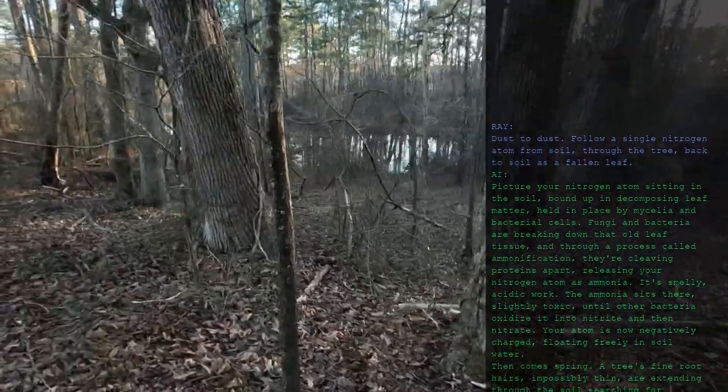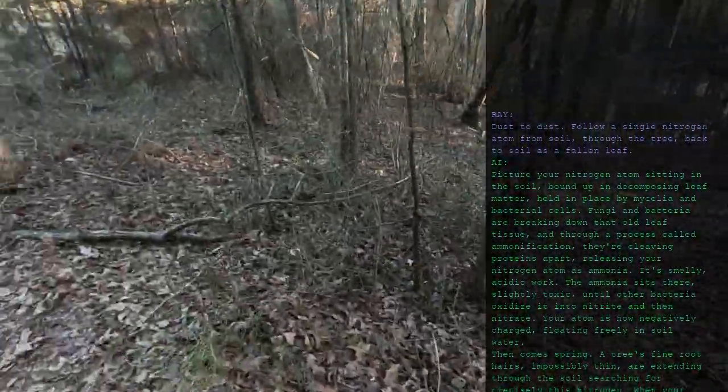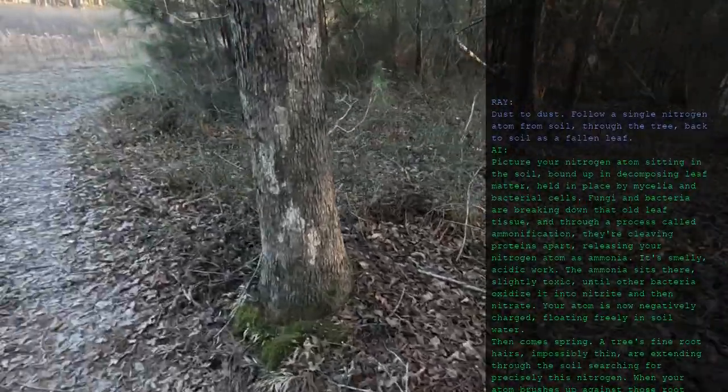Dust to dust. Follow a single nitrogen atom from soil, through the tree, back to soil as a fallen leaf.